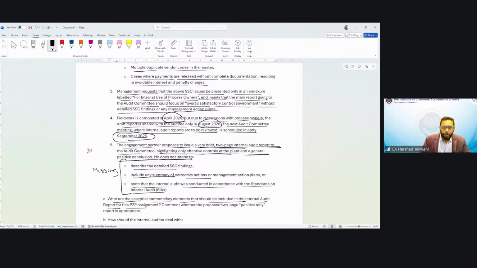Now, one more area that I want to discuss is with respect to the content and format of the internal audit report. We discussed the key elements, but we have not discussed the content and format of the internal audit report. Can anyone tell me, is there any defined content and format of an internal audit report?